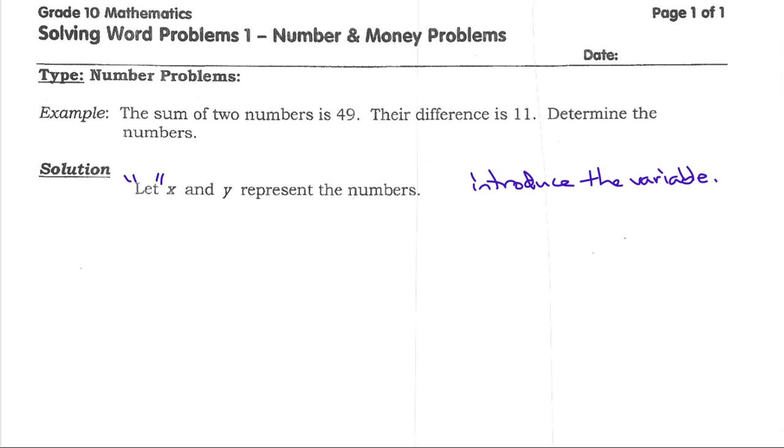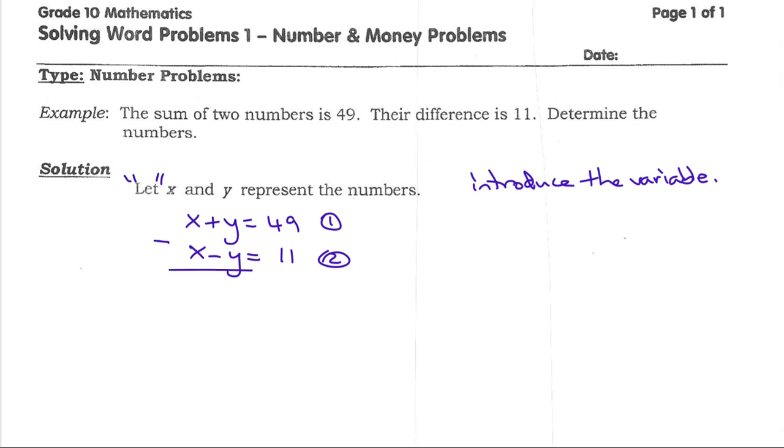So my first equation, the sum of two numbers is 49, means that they add up to 49. So that's my equation. And my second one is their difference is 11. That means if you take one of them and subtract the other one, you get 11. That's my second one. Now you can choose to solve this by elimination or substitution. Actually, substitution is nice because it's easy to isolate a variable, but I'll do elimination.